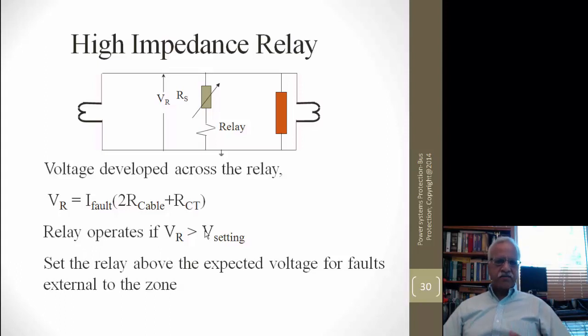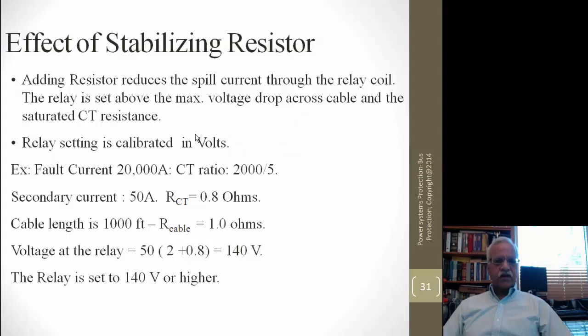It could be 2 times or 1.5 times depending on manufacturer suggested settings. So once you set it, the relay will never operate for external faults. But if there is an internal fault, then most of the current is pushed through the relay, which has a very high impedance. It develops a very high voltage across that, and then the relay will operate as soon as the voltage exceeds the setting.